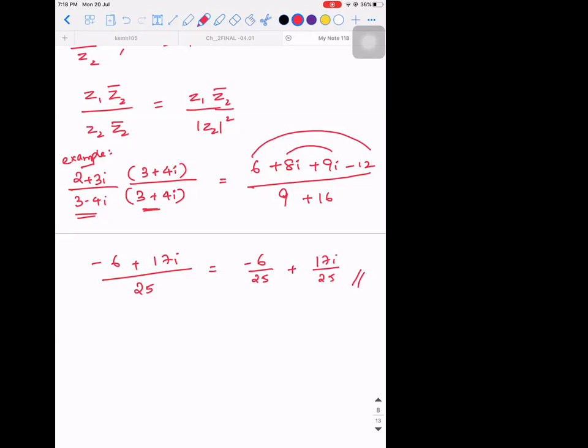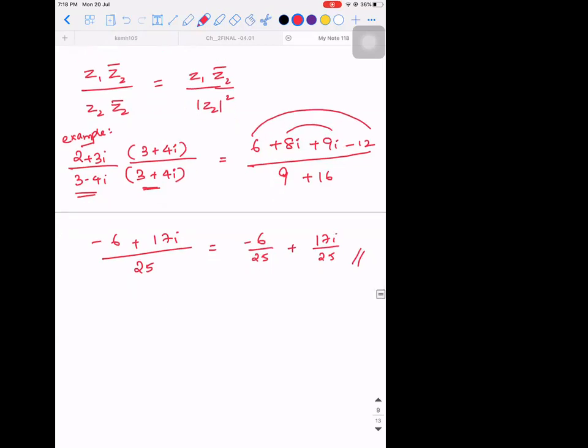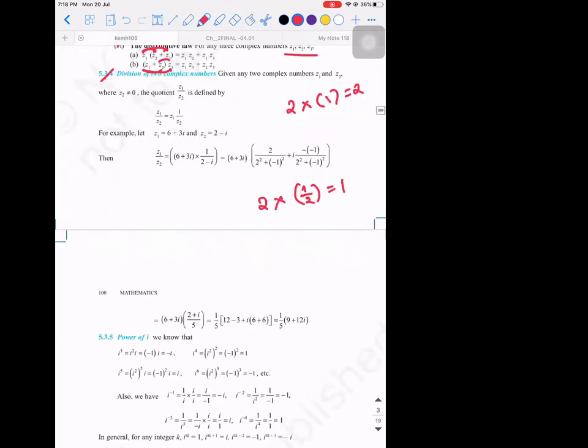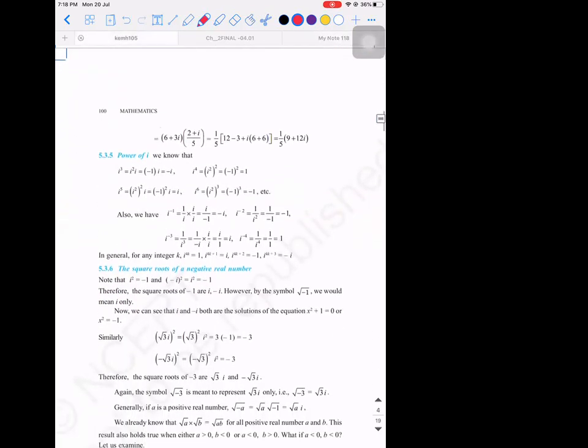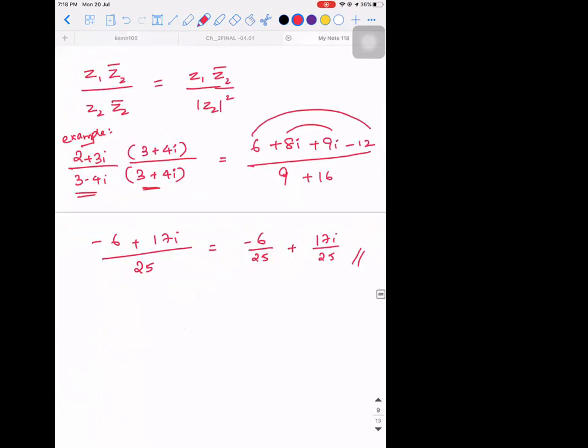Okay. Is this clear? So is it clear till this step? Yes, sir. Okay. Could you just go back for a minute? Sure. Okay, sir.